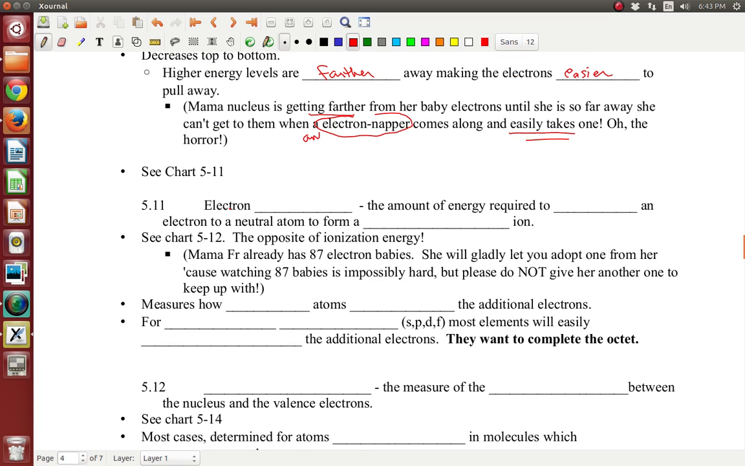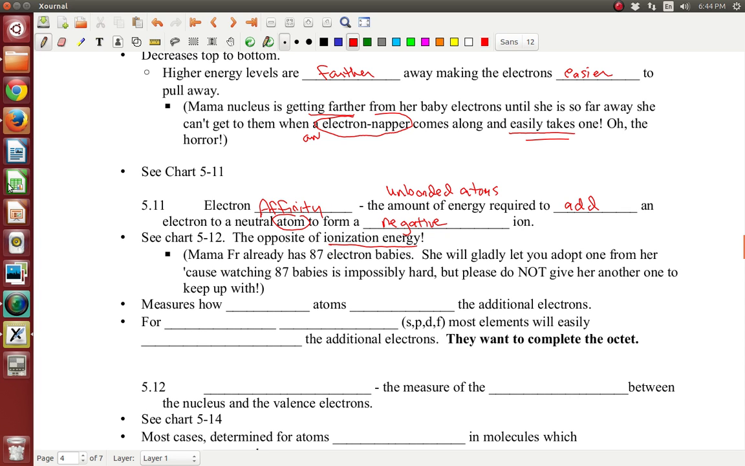Okay. Now, electron affinity. If you have an affinity for something, you really like it. I have an affinity for pumpkin spice lattes and an affinity for chocolate. All right, the amount of energy required to add an electron to a neutral atom to form a negative ion is electron affinity. So we're talking about an atom here. We're talking about unbonded atoms. And that's important. Here we're just adding an electron to an atom to make an anion. It's the opposite of ionization energy. Ionization energy is the energy to take away an electron. Affinity is the energy to add an electron.